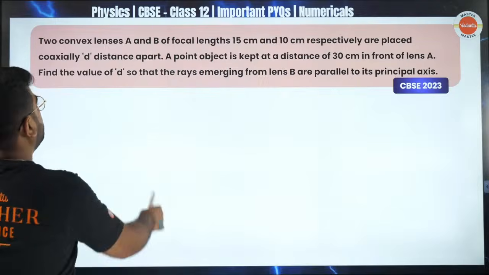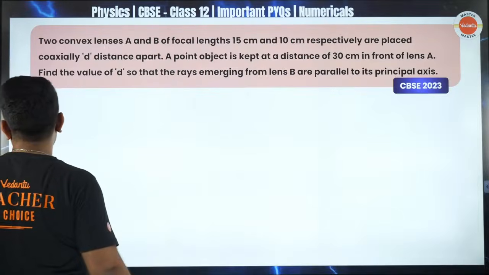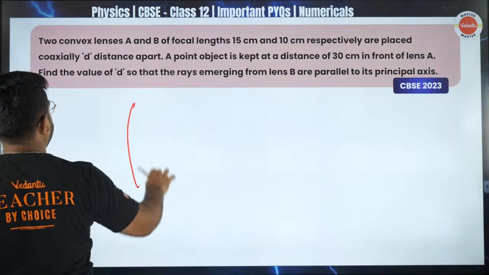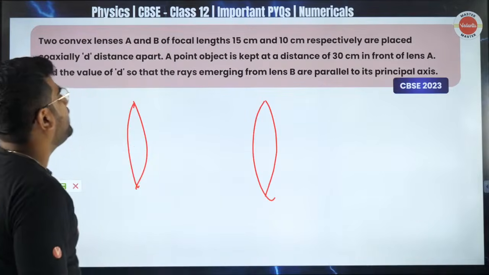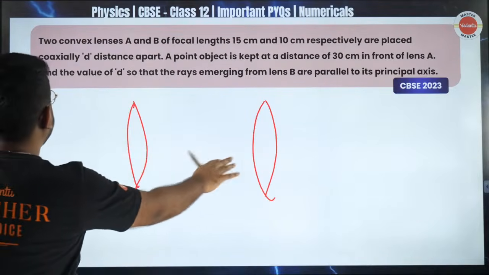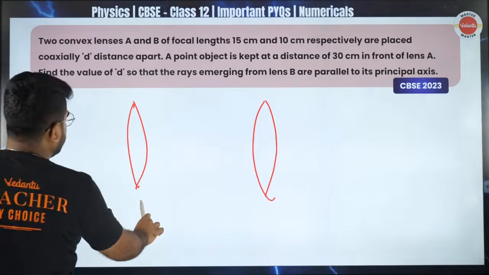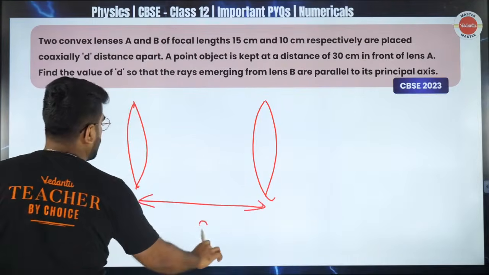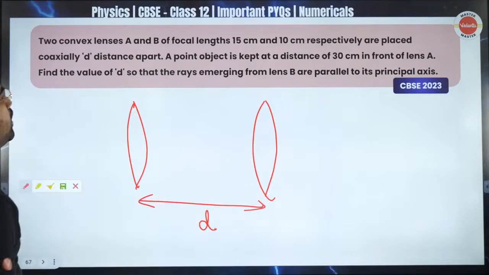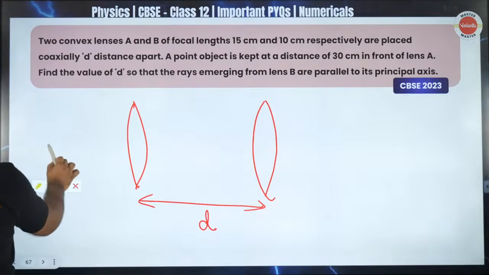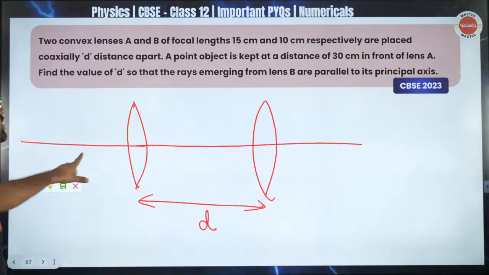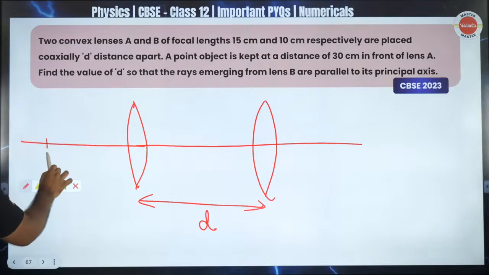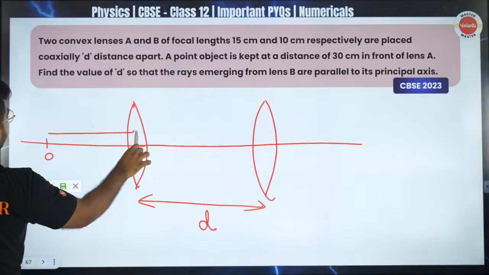Two convex lenses of focal length 15 cm and 10 cm are placed coaxially at a distance of d apart. An object is kept at a distance of 30 cm in front of A. So in front of the first lens, I am keeping an object at 30 cm.